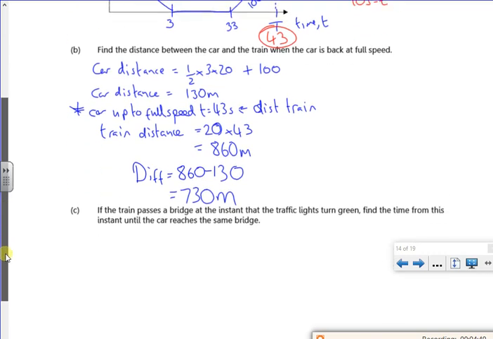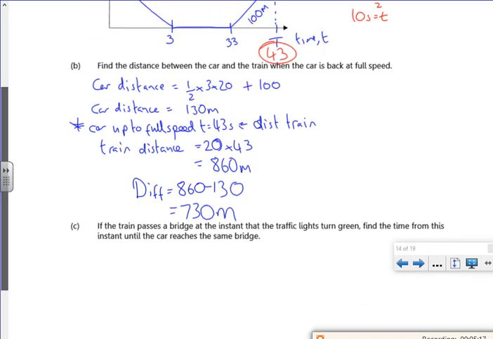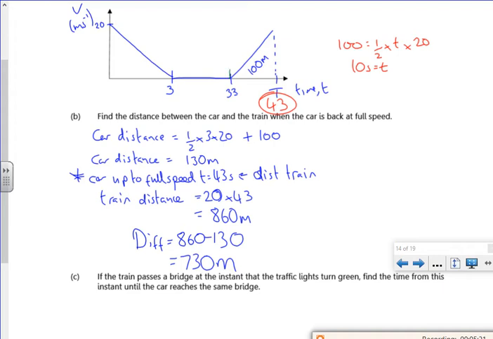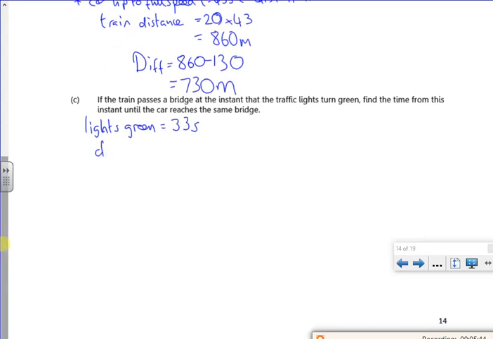So that's part B done. Part C says if the train passes a bridge at the instant that the traffic lights turn green, find the time from this instant until the car reaches the same bridge. Right then, so let's think this through. The lights turn to green here. The lights were on red there, so at 33 seconds the lights were green. So the distance that the train had gone, I'll try and get this one right this time, was 20 times 33, which is 660 metres.